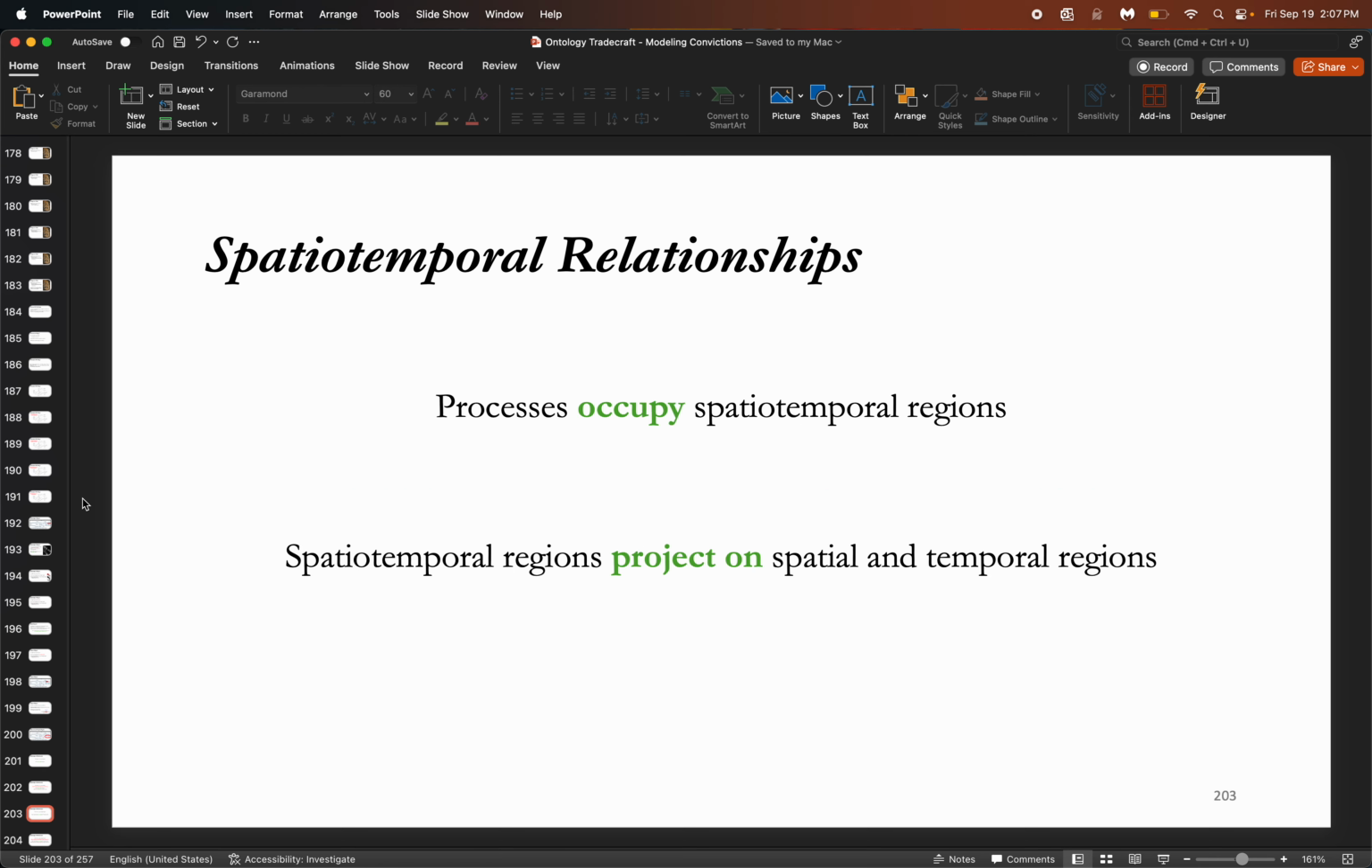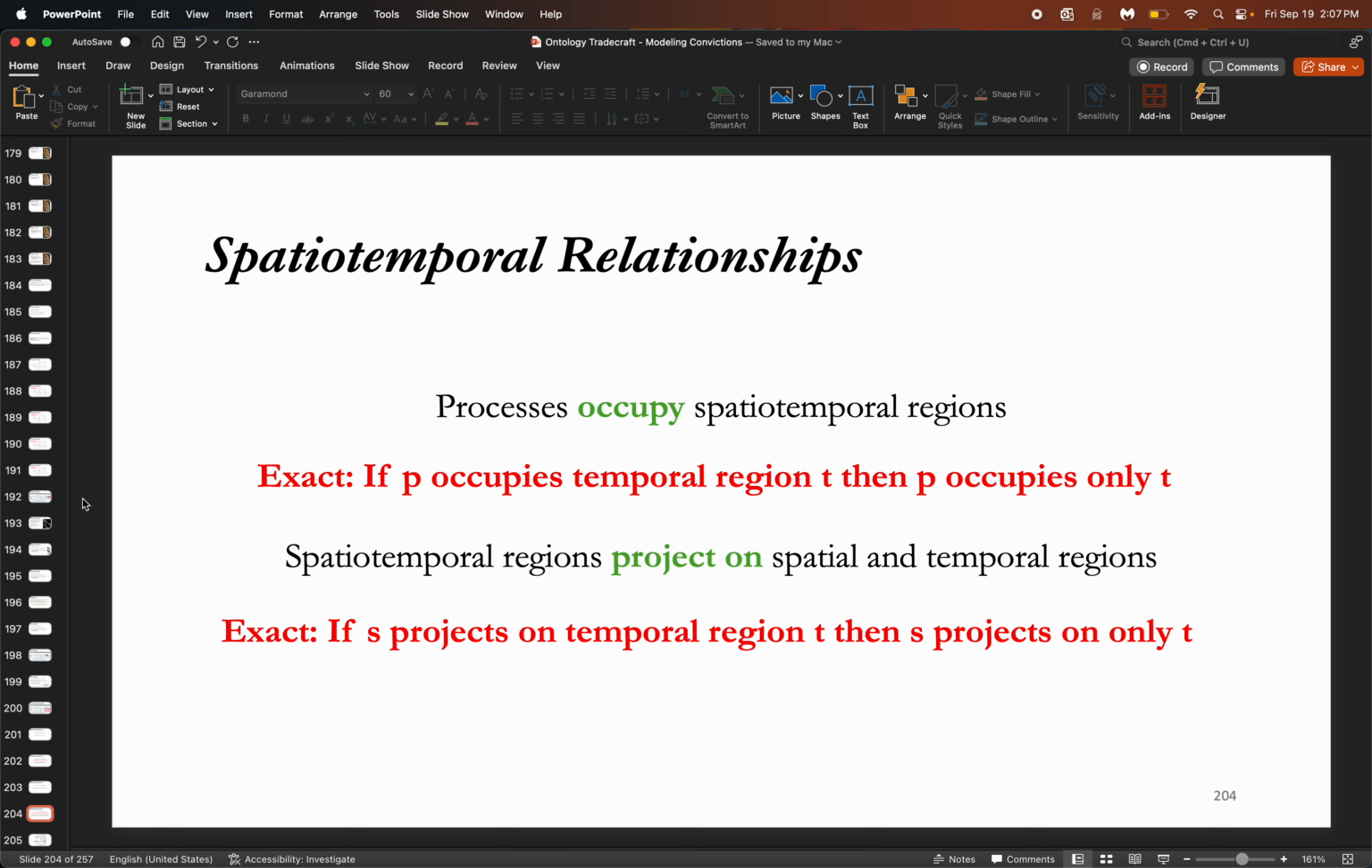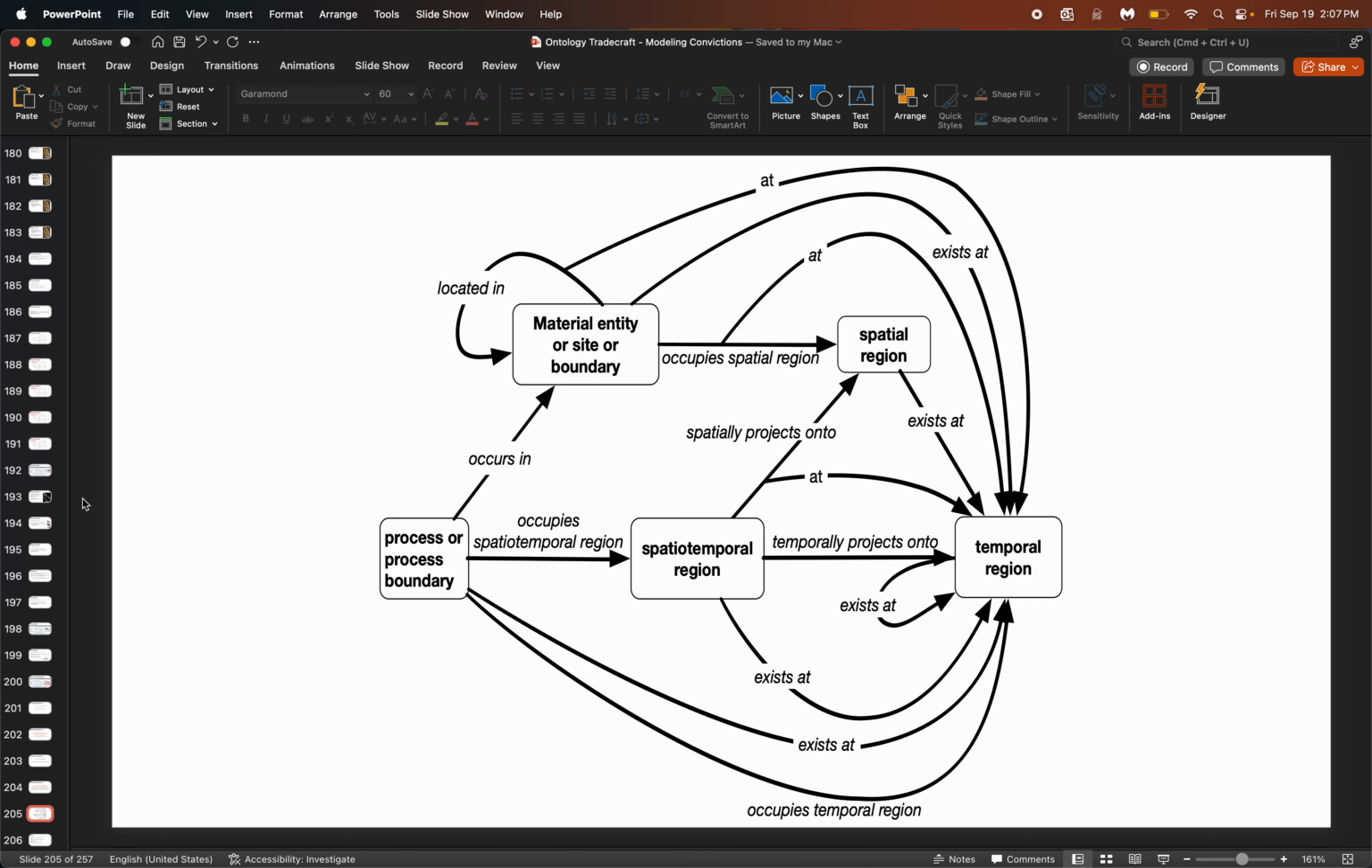As I said, there's also the processes occupying spatiotemporal regions, and then spatiotemporal regions projecting on space and time. These are exact. So there's this occupancy relationship. If P occupies temporal region T, then P occupies just T. And if S, a spatiotemporal region, projects on a temporal region, then it just projects on that temporal region. Same for a spatial region. And here's a pretty diagram that shows some of these relationships. I won't walk through that, but it is yours to ponder over and understand at your leisure.